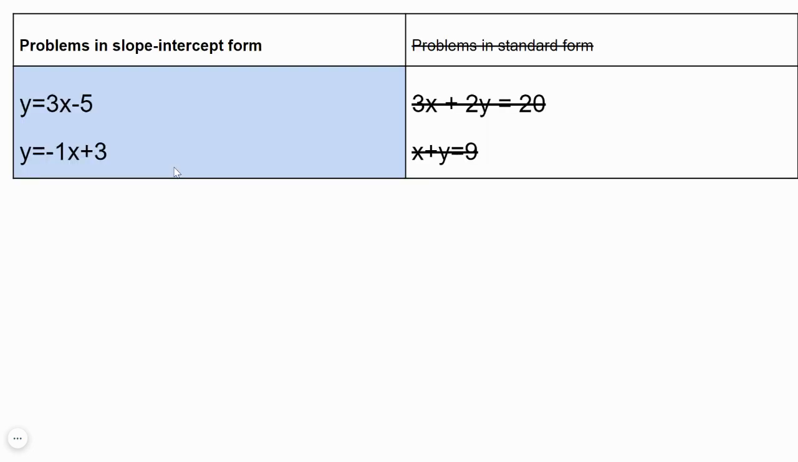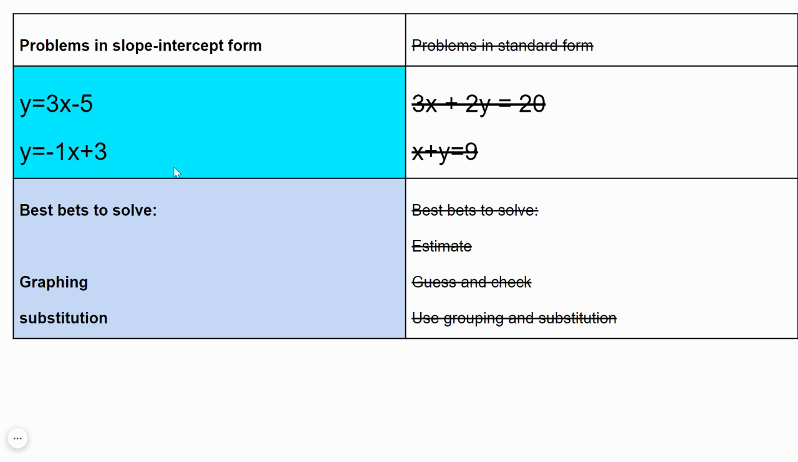So in the course of this unit, we came across 2 types of problems, and we're only going to focus on one today. The one we're going to focus on is problems that are in slope-intercept form, where we also came across standard form. We'll look at that on Friday. So when problems are in slope-intercept form, the best bet to solve it is either by graphing it, which hopefully we're pretty good at, we spent a lot of time on this year, or using substitution.